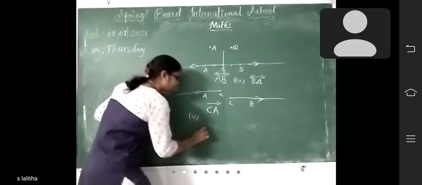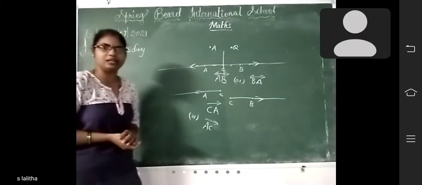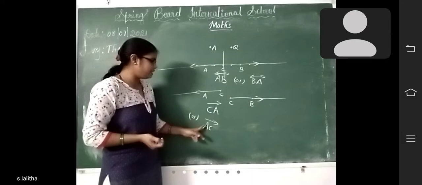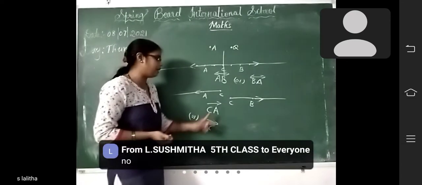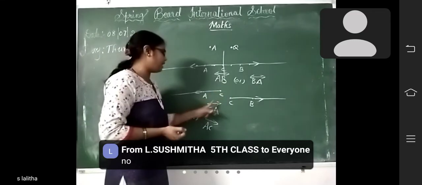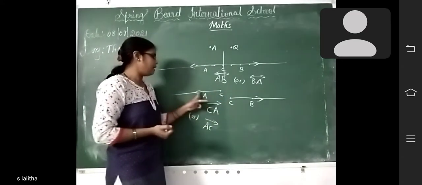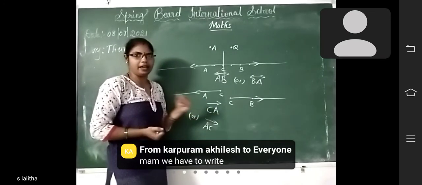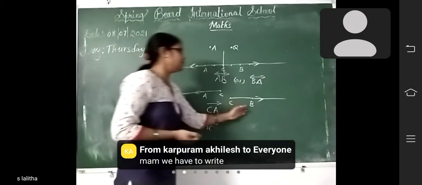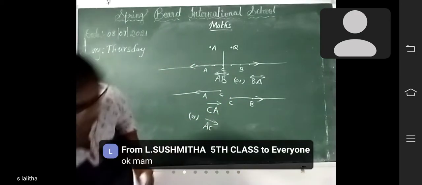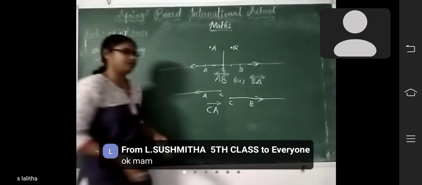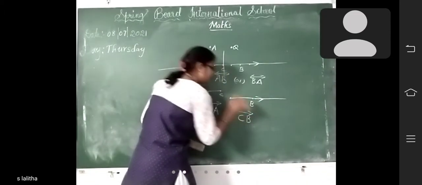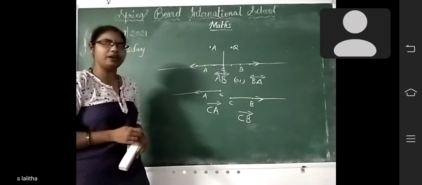Can you write like this, AC? No. Why? Because the starting point is C. Here the starting point is A, so it is wrong, children. You should write the starting point letter first. And the arrow mark is on A, so you have to write A. So ray CA. And next, how to represent this one? Starting point is C. Arrow mark is on D. So you have to represent it like this. Did you understand, children? How can you write?